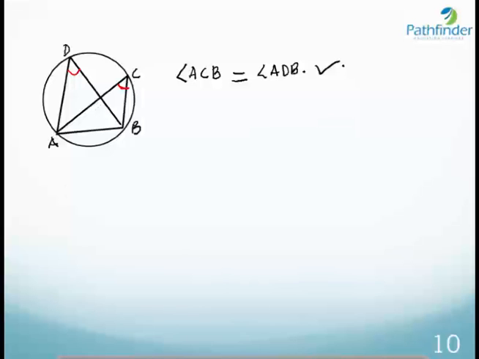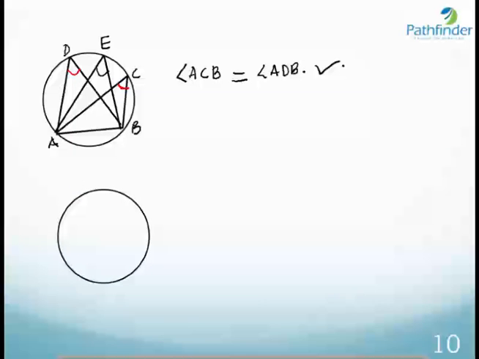And if we draw any other angle on the same segment or the same circumference, it will be equal to both these angles. Say we draw AEB. So angle AEB also will be equal to angle ACB or angle ADB.